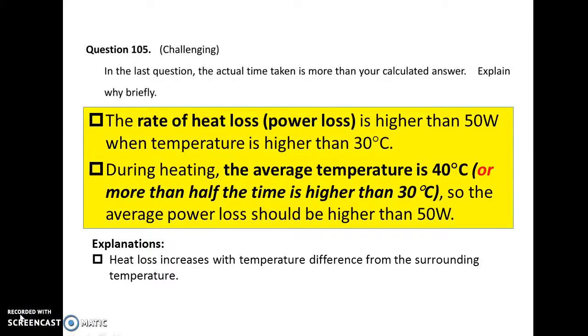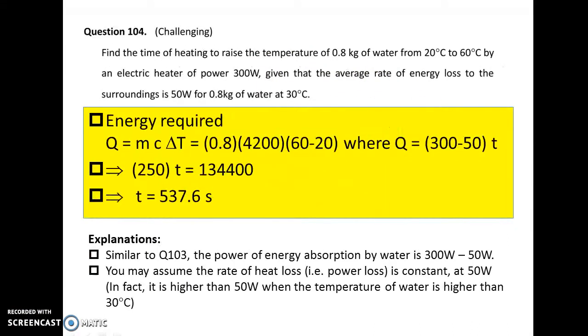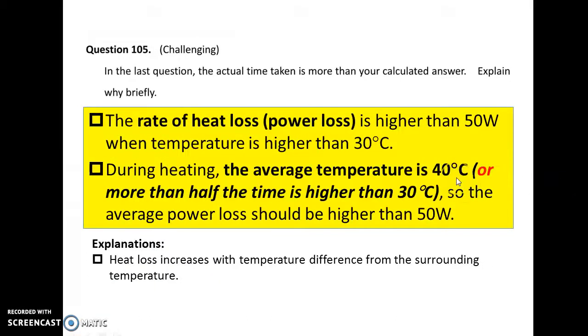Question 105. Why the actual time of heating is even longer? In the last question, we have assumed that the power of energy loss is 50 watts, which is the power of energy loss at 30 degrees Celsius only. But now, the average temperature is actually 40 degrees Celsius. In fact, more than half of the heating time, the temperature is higher than 30 degrees Celsius. And so, the average rate of heat loss should be larger than 50 watts. In that case, the time of heating should be even longer.